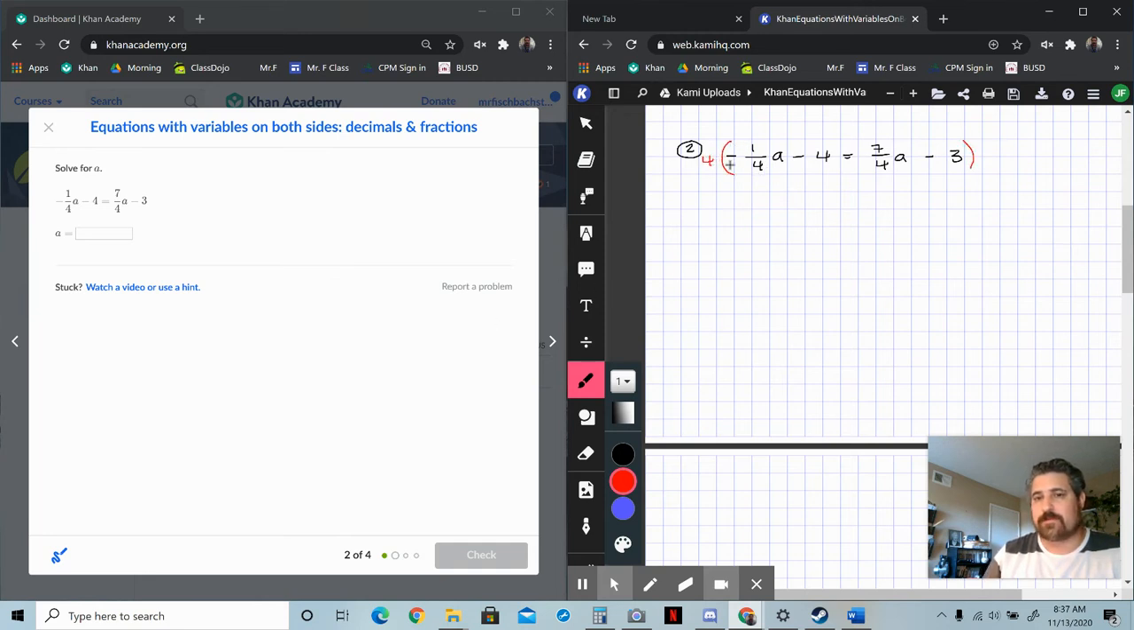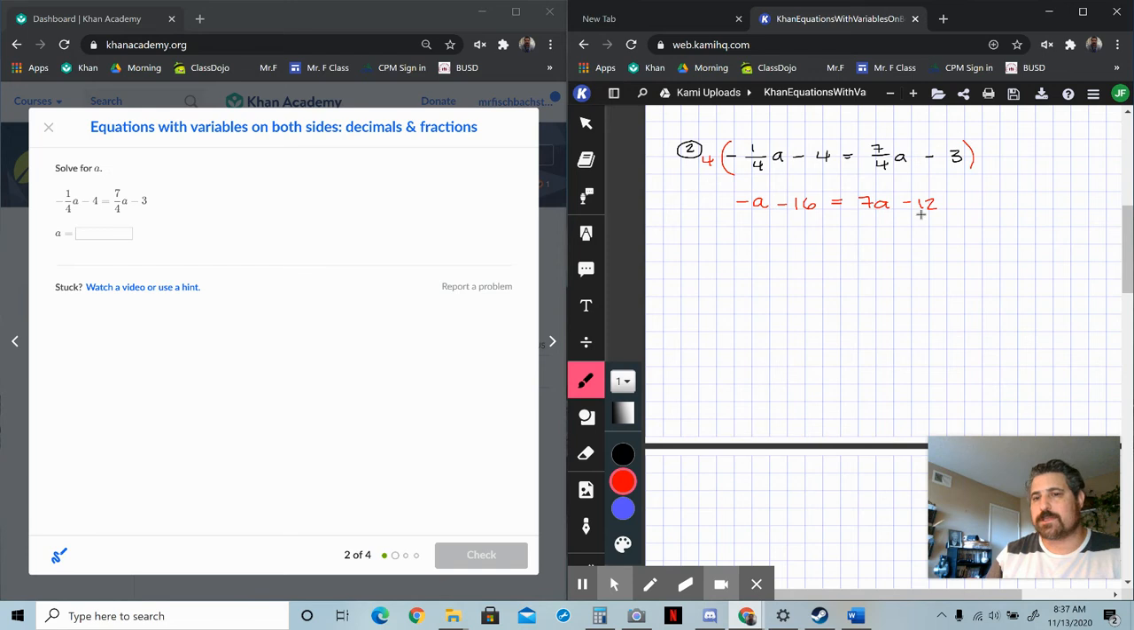And that means that 4 goes into 4 once. 1 times negative 1a is just negative a. 4 times negative 4 is negative 16. 4 goes into 4 once. 4 times 7a, sorry, 7a is just going to be 7a. And then you have 4 times negative 3, which is negative 12.